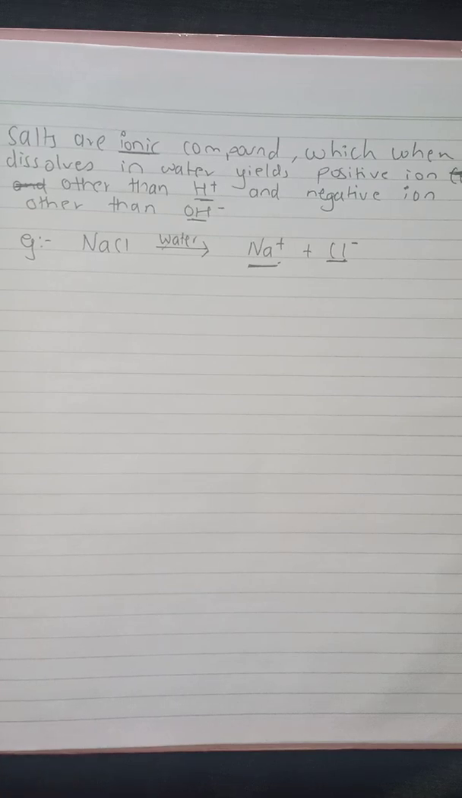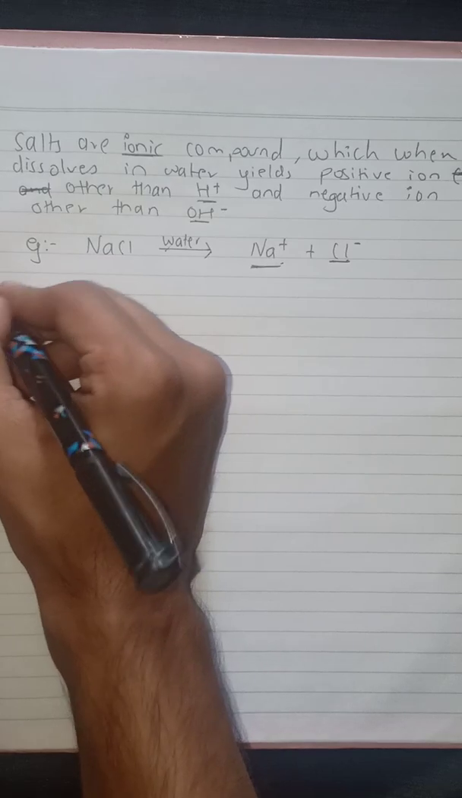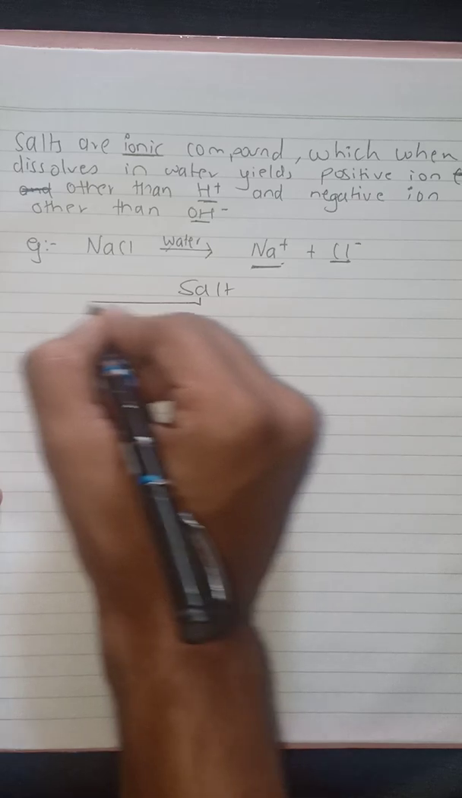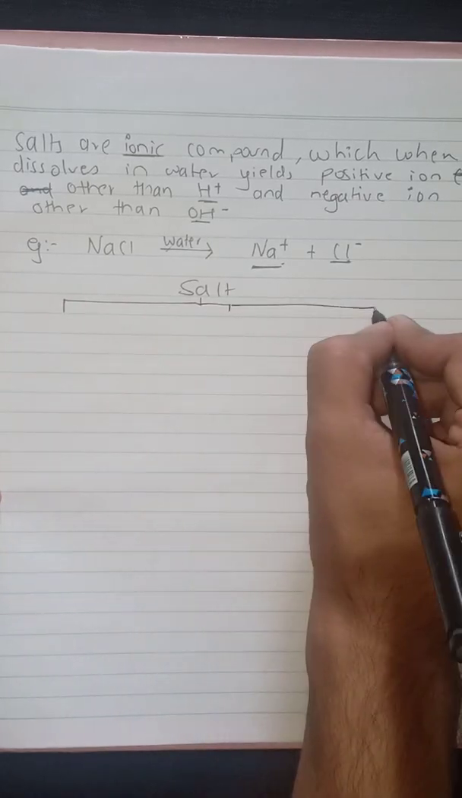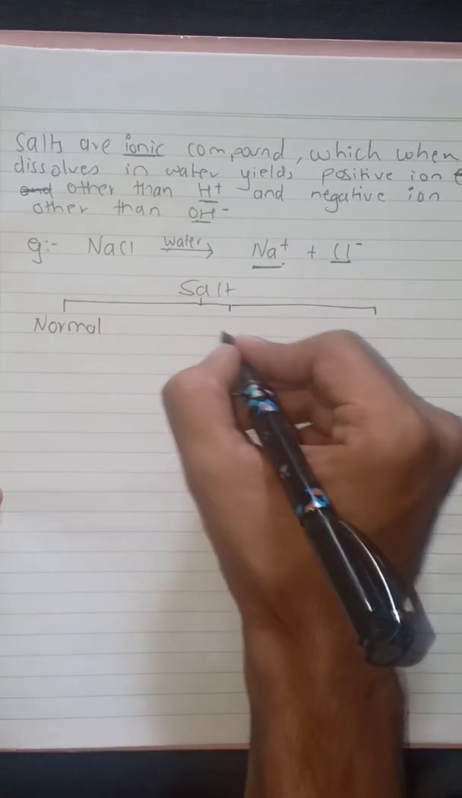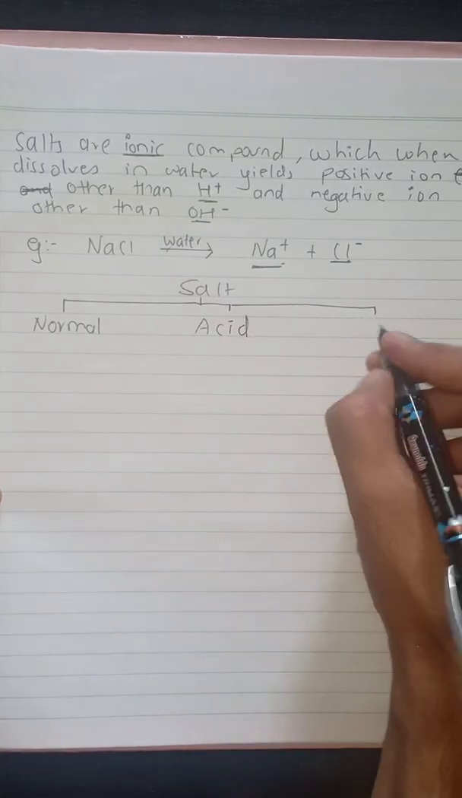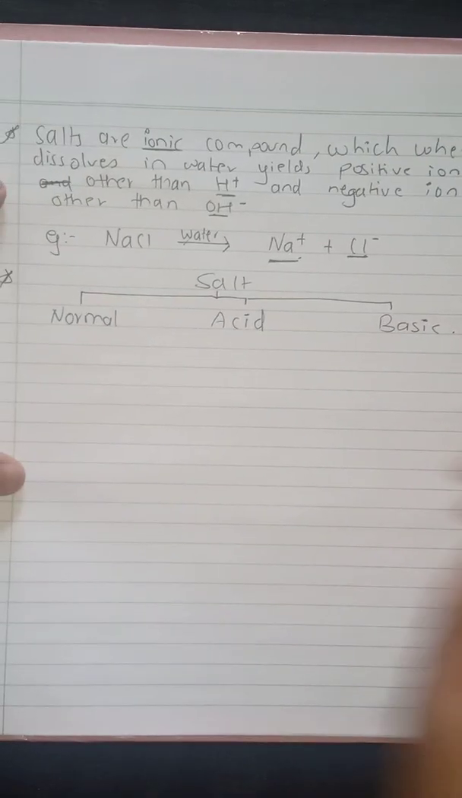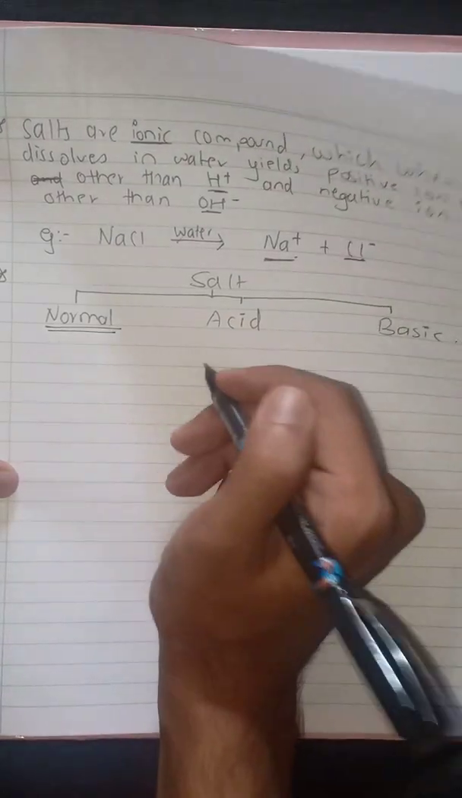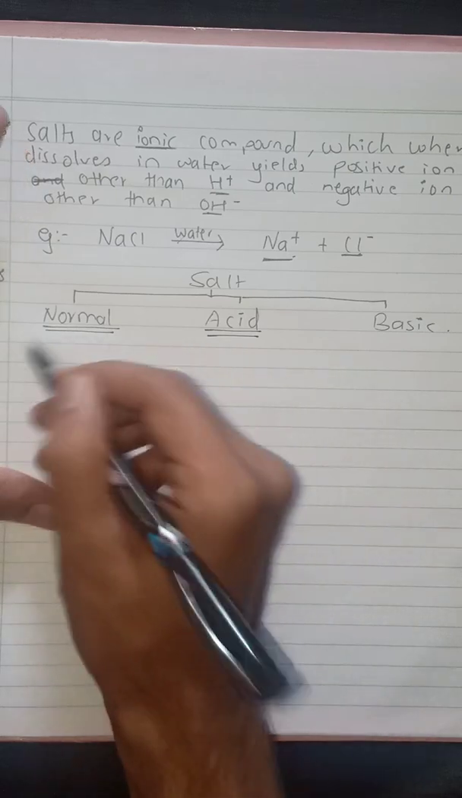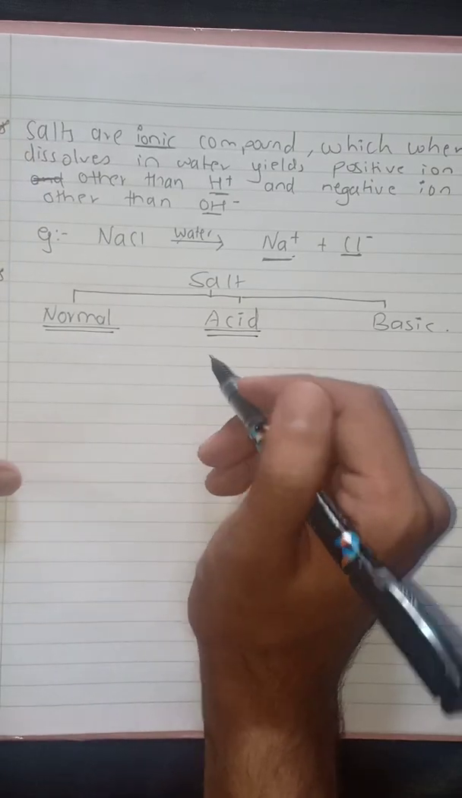Now we are going to discuss the different types of salt. Salts have been classified into three types. First, normal salt, acid salt, and basic salt. Okay, see, normal salt, in the start only I have given the example, and acid salt also I have given the example now. That is NaHSO4.